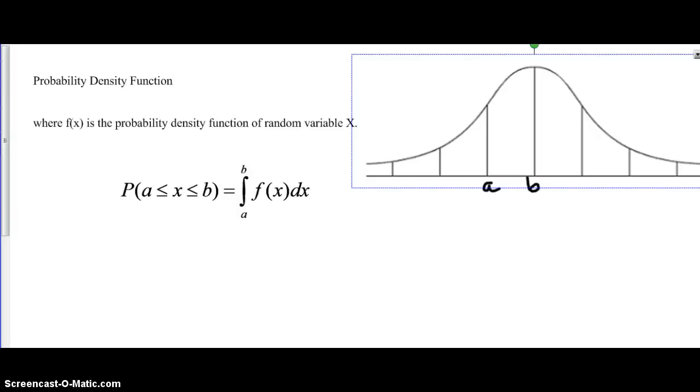Hello, IBSL2. Tonight's topic is normal distribution. What we've been doing before now has been discrete random variables. Now we're going to be looking at continuous random variable x, where continuous would have measurable data.